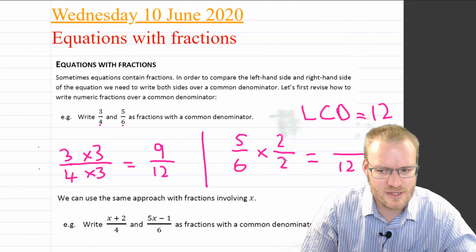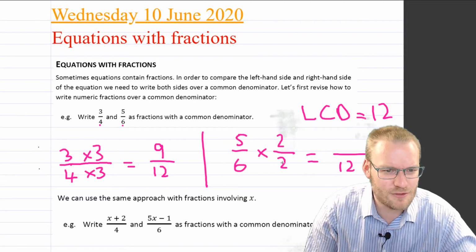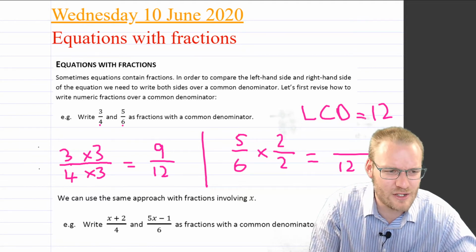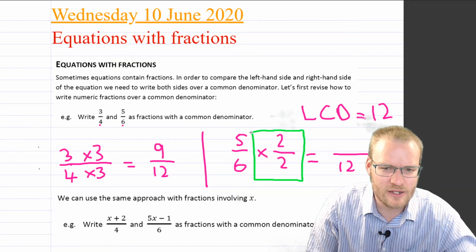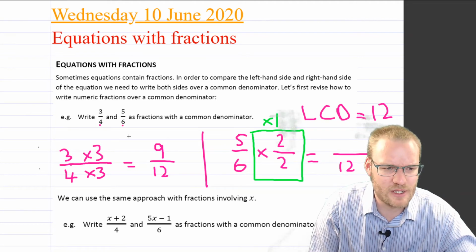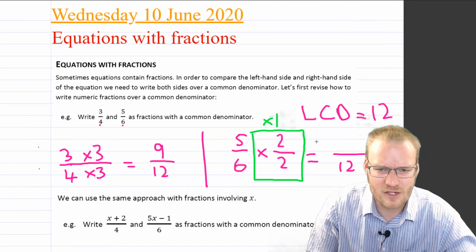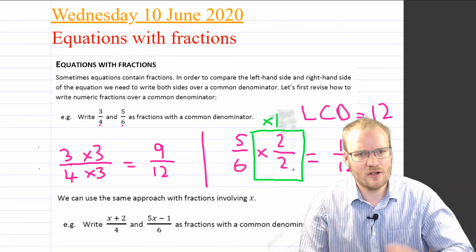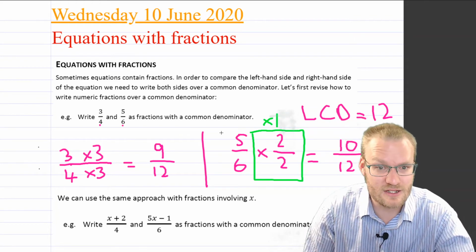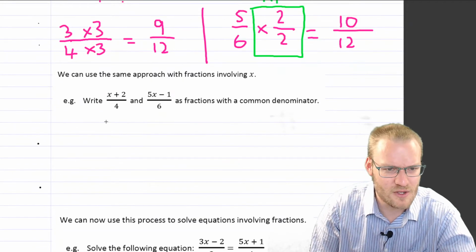Notice in this second example, I've written it as a separate fraction because what we're really doing is, look how we're just multiplying by 1. Isn't 2 over 2 1? So effectively saying something times 1 is the same thing. Yeah, so this 5 times 2 gives you 10. Okay, so we got LCDs, common denominators, revision.